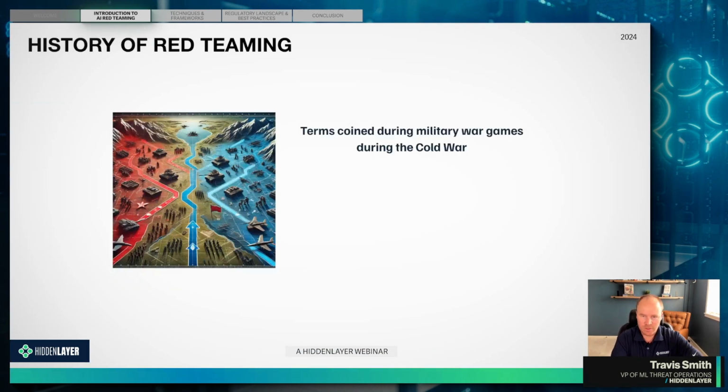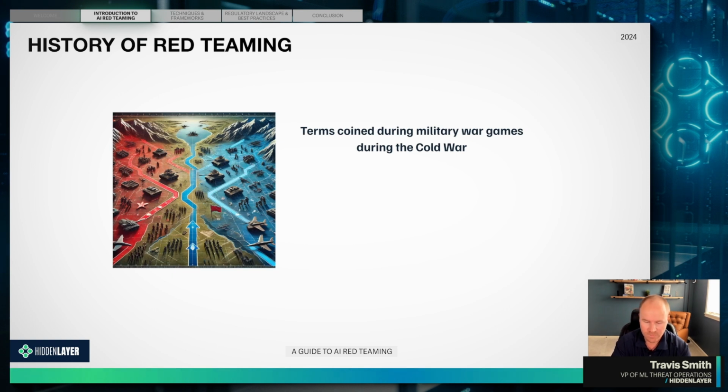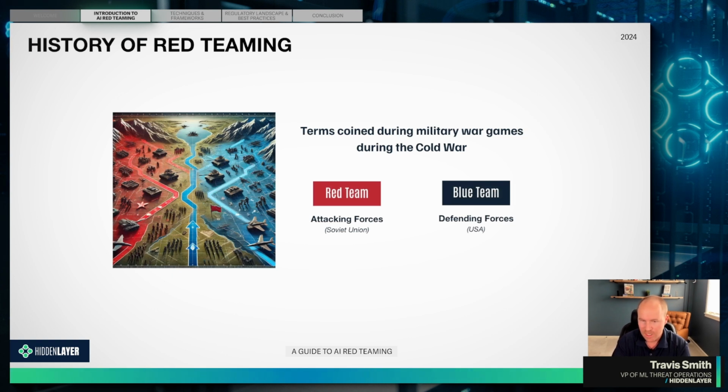When we talk about red teaming, the basis of this dates all the way back to Sun Tzu and his Art of War. But the term was thought to have been coined during the Cold War, when the United States was doing military war games and preparing, emulating attacks between the United States, which they considered blue, versus the Soviet Union, which they considered red. So that's where we get the terms red team and blue team, for the states of those nation states.